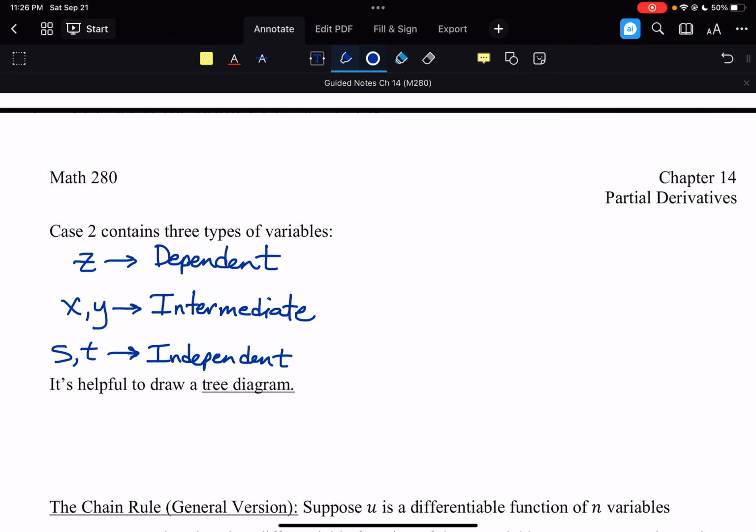So one way to organize these variables is through the use of what we call a tree diagram. The tree diagram will also help us remember formulas for partial derivatives. So we're going to start up at the top here. We have z. Z is in terms of x and y. X and y are each in terms of s and t.